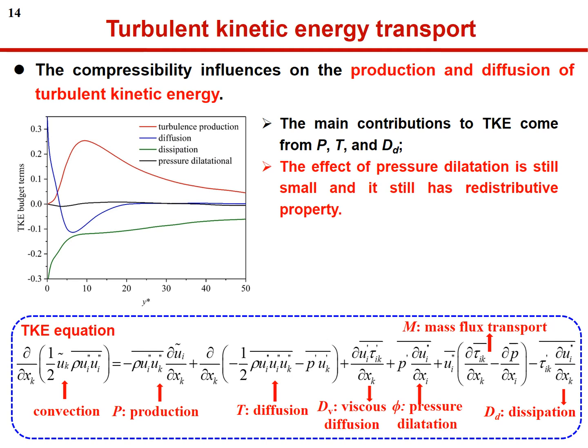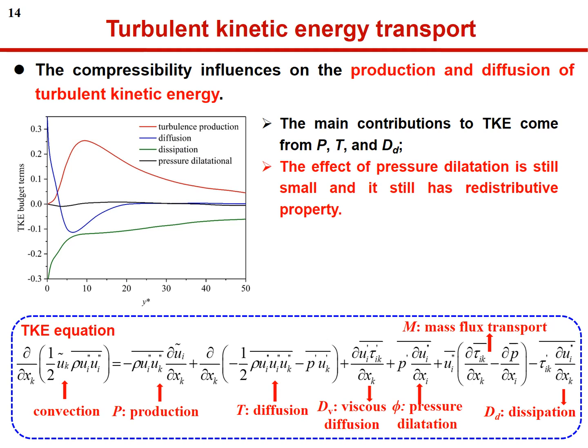Now, we talk about turbulent transport budget terms. Here, we give the compressible turbulent kinetic energy equation. The physical interpretations of the budget terms include: first, production due to the interaction between the turbulent shear stress and strain rate. Second, diffusion due to the velocity fluctuation and pressure fluctuation. The third, viscous diffusion due to the viscous stress. The fourth, pressure dilatation reflecting the interaction between the pressure fluctuation and fluctuating velocity divergence. The fifth, additional mass flux transport caused by the pressure gradient and the viscous stress. The sixth, dissipation due to the work of viscous stress.